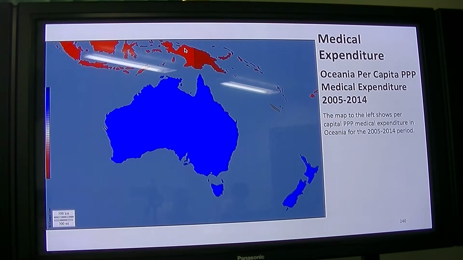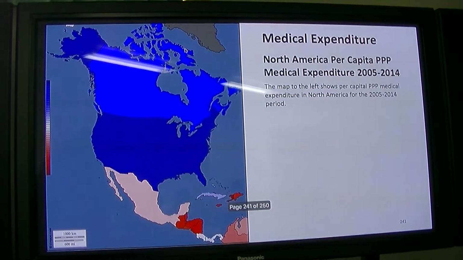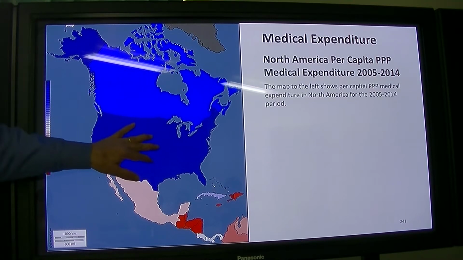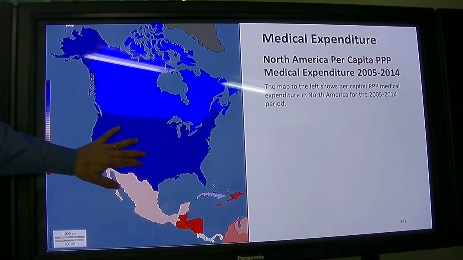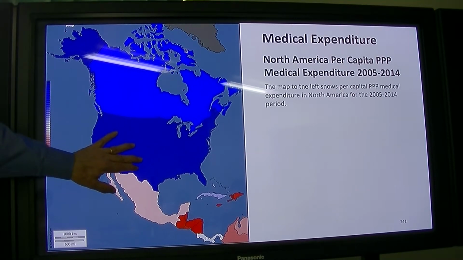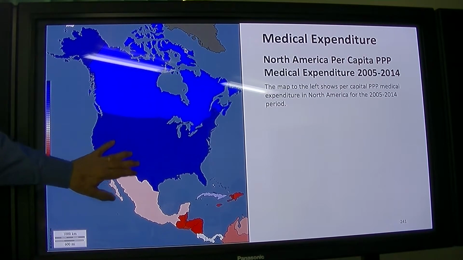Australia above average. You can see Indonesia's below average expenditure. The U.S., of course, United States spends more money than any other country in the world on medical care. Can't say that my country gets the best outcome, but we do spend the most.